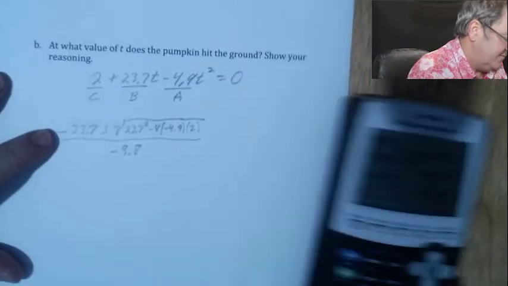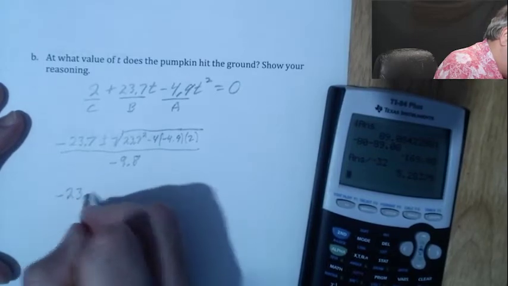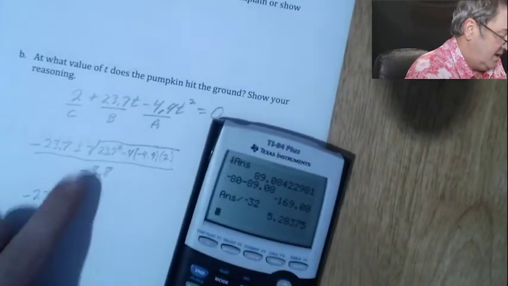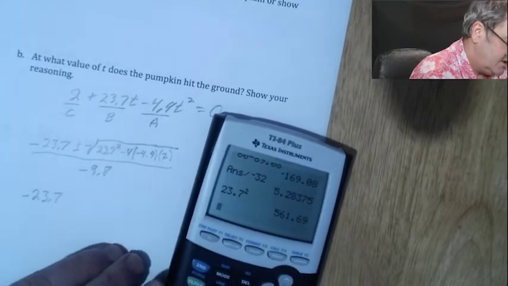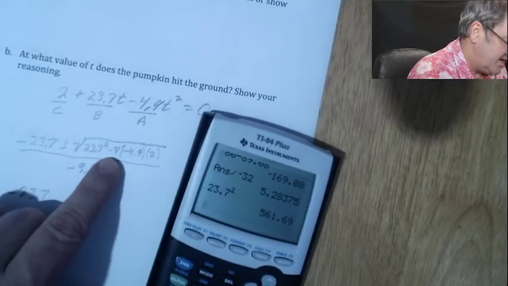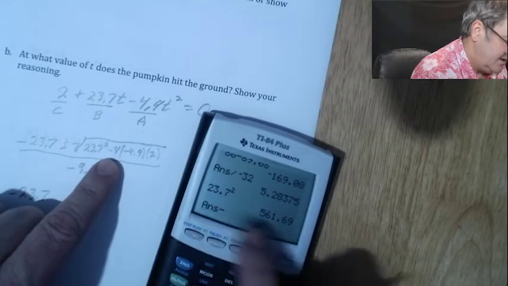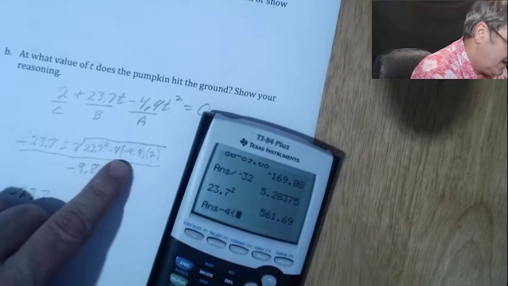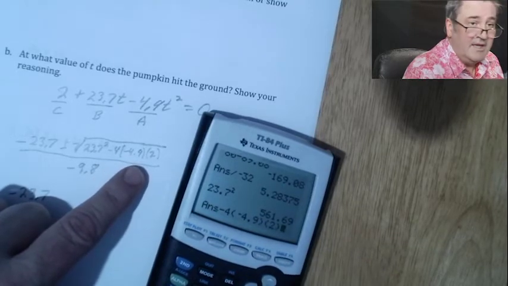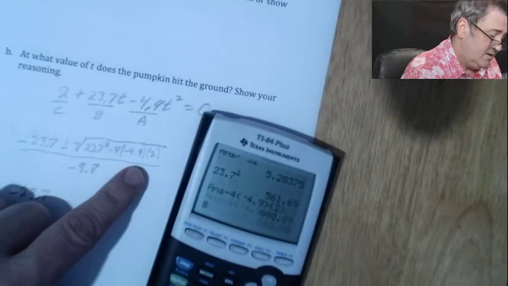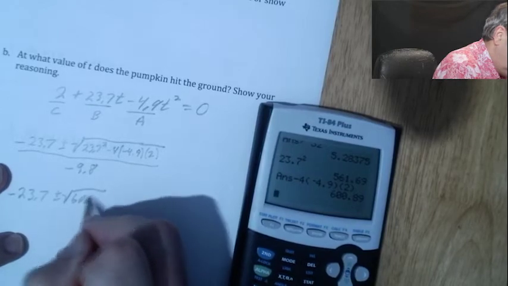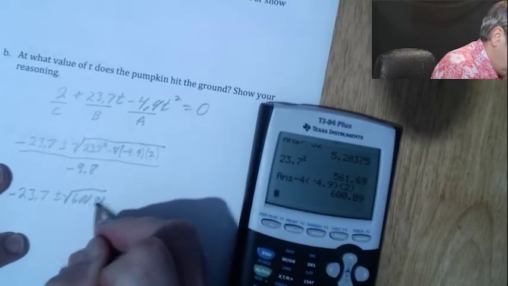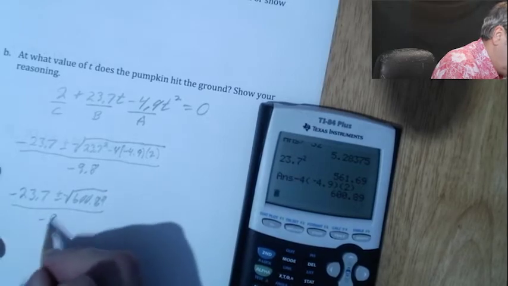Let's do some simplifying. All right, so it's negative 23.7. And let's see, 23.7 squared. 23.7 squared is 561.69. And let's go ahead and subtract this from it. Minus, the same thing, 561.69 minus 4 times negative 4.9 times 2. Okay, so we got the same thing in there. So all of that is plus or minus the square root of 600.89. All of that divided by negative 9.8.